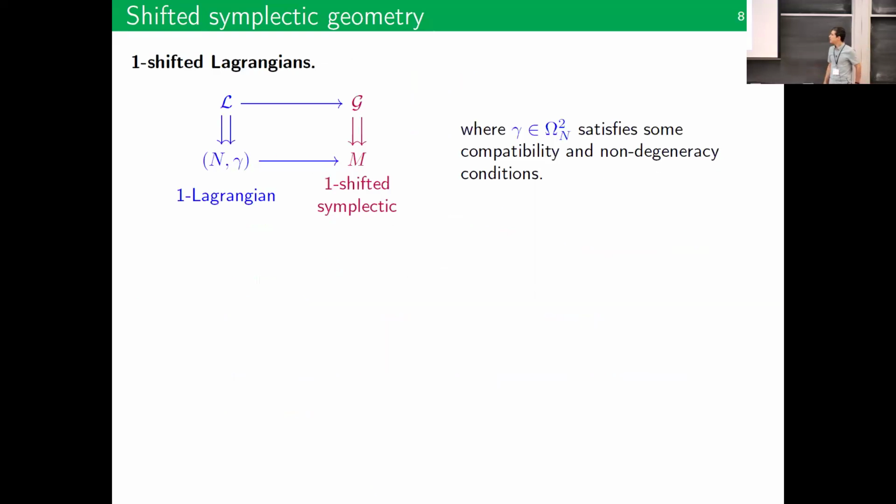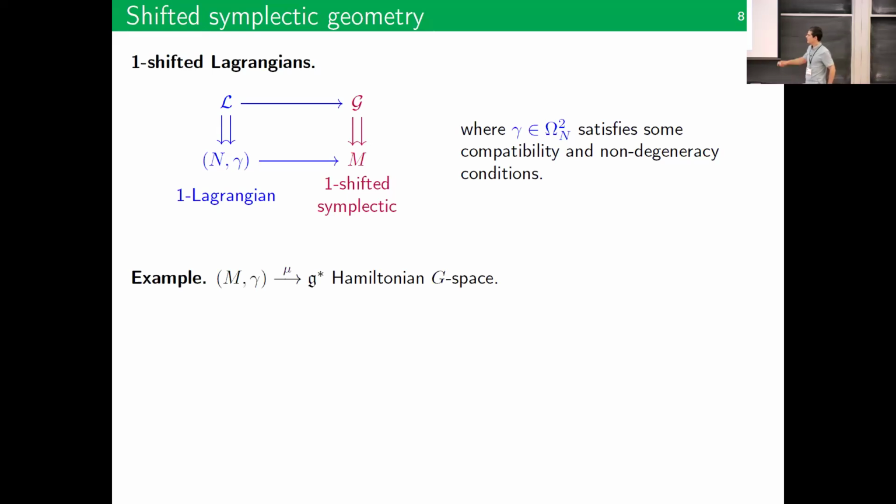And then there's also a notion of one-shifted Lagrangians. So there's a notion of Lagrangians in any n-shifted symplectic stack, in particular one-shifted. So this is just a Lie groupoid morphism where you have a 2-form on the base of L, satisfying, again, a compatibility and a non-degeneracy condition.